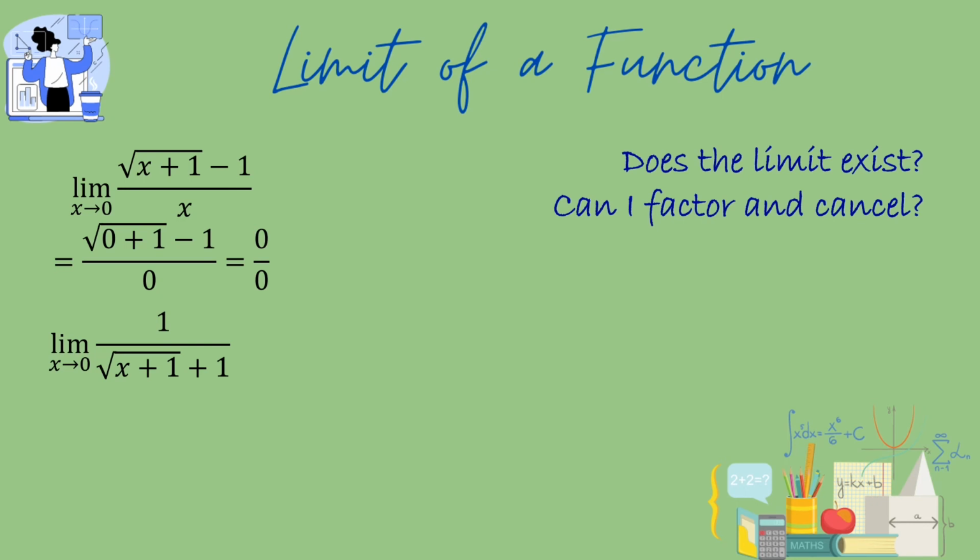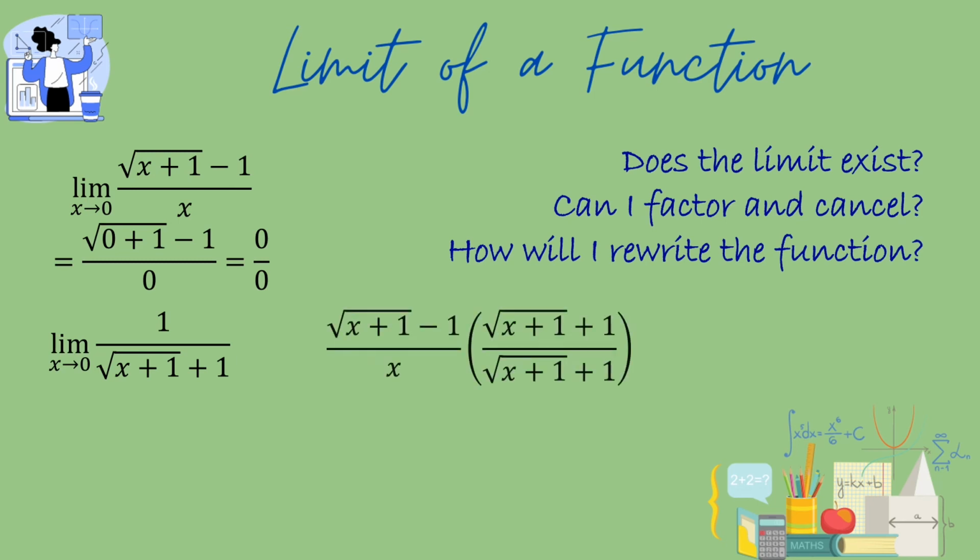Can I factor and cancel? How will I rewrite the function? Since the expressions in the numerator and the denominator cannot be factored, we will try to apply the conjugate of one of the expressions by multiplying the function by the quantity square root of x plus 1 plus 1 all over the same expression.